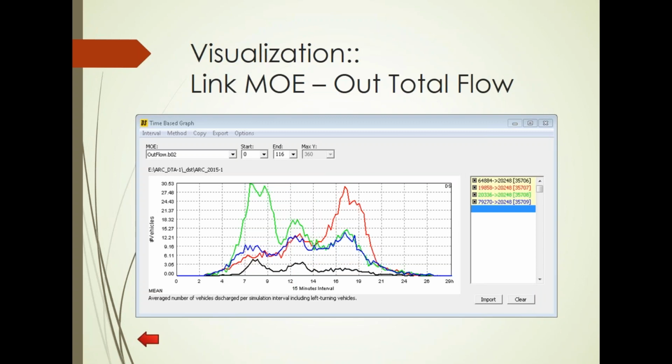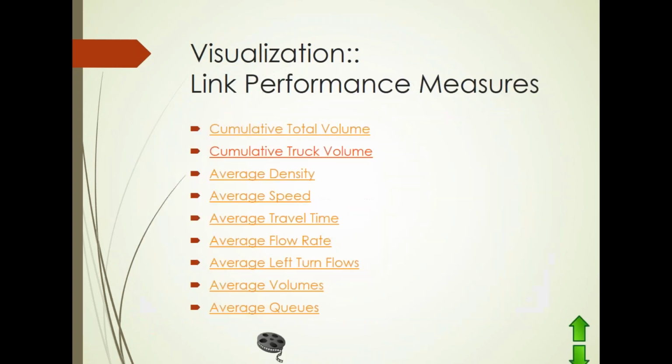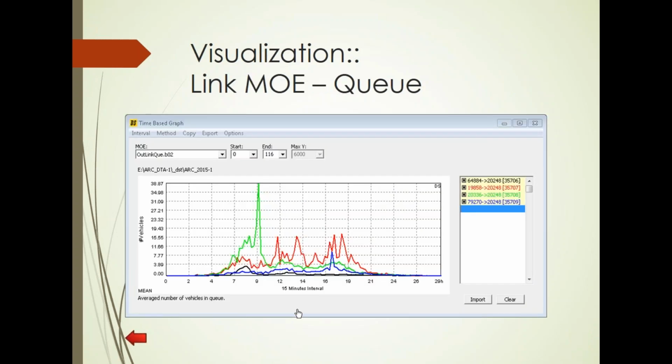Flow rate indicates the amount of vehicles being discharged out of the link. And so this is the flow rate again for the same set of links, where you can see the flow rate at different times of the day for different links. Queue length is another indication of the number of vehicles staying in the queue. Again, this is a display for the queue length in terms of number of vehicles over the entire 24-hour period.